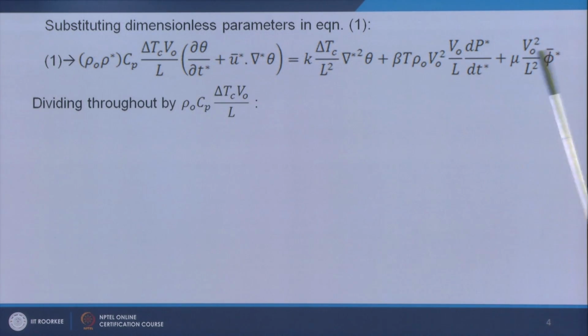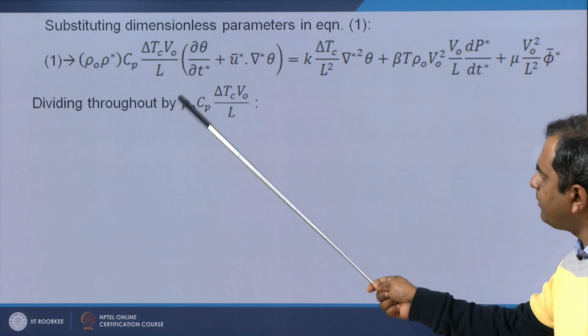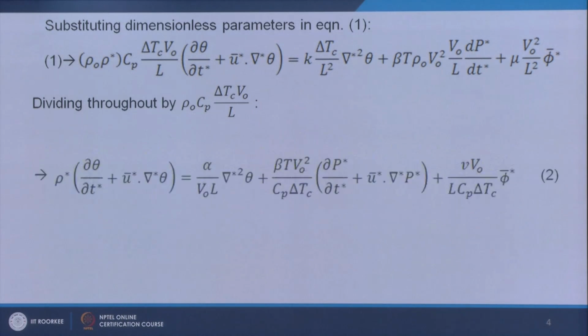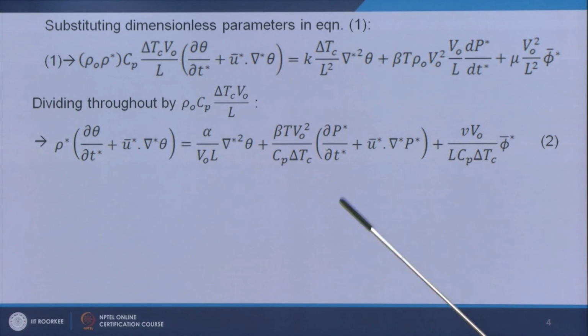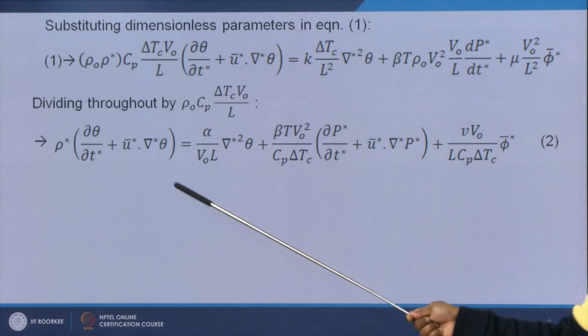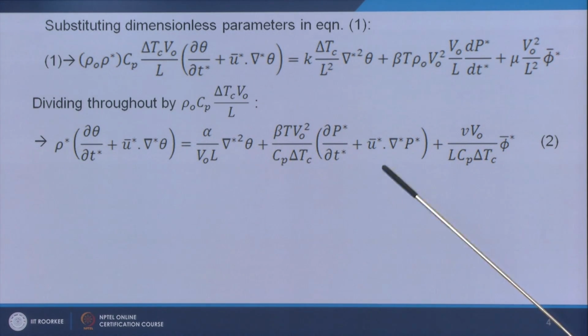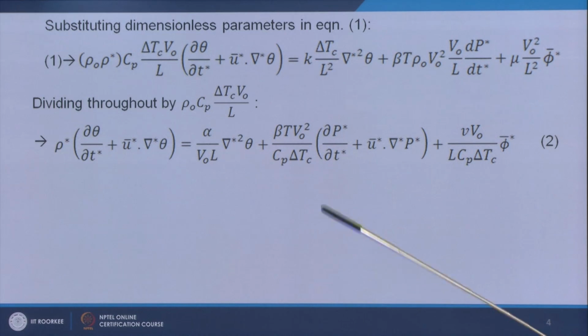Then let us divide the equation throughout by the term rho naught Cp delta Tc V naught by L. If you do so, you will find the equation simplifies in this fashion, where the left hand side is convection and the right hand side has conduction. This is the pressure gradient term, the total derivative has been expanded here, and this is the viscous dissipation term. Now let us try to find where we have non-dimensional numbers in this equation number 2.